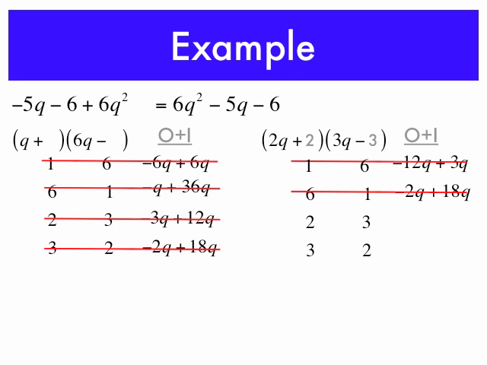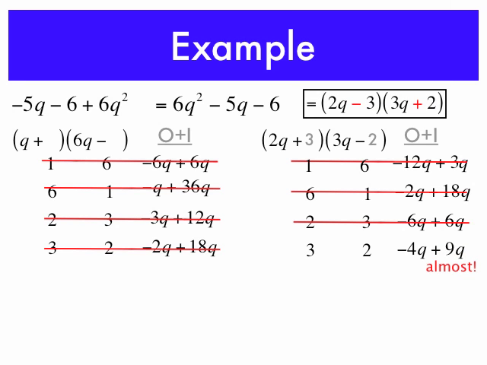So if I take the outside, that's -6q, the inside is +6q. Again, not what I'm looking for. Cross it out, so of course it's our last choice, right? Try 3 here and 2 here. Outside is -4q. Inside is 9q. That's 5q. That's not quite what I want, but it's really close to what I want. The only difference is that I want a -5q, and this gives me a +5q. So I'm just going to change the signs. So I get 2q minus 3 times 3q plus 2.